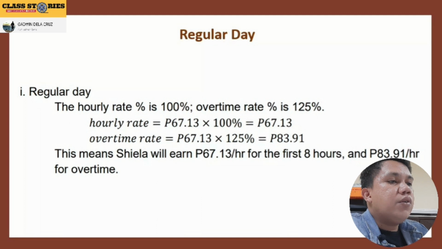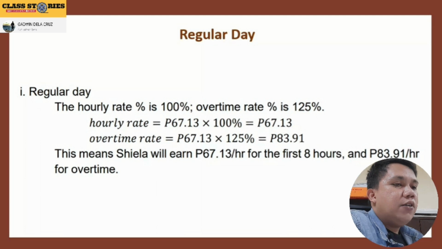That is equal to 83.91. This means Sheila will earn 67.13 per hour for her first 8 hours and then 83.91 per hour for her overtime. So magkaiba yung bayad sa overtime at bayad dun sa regular first 8 hours.